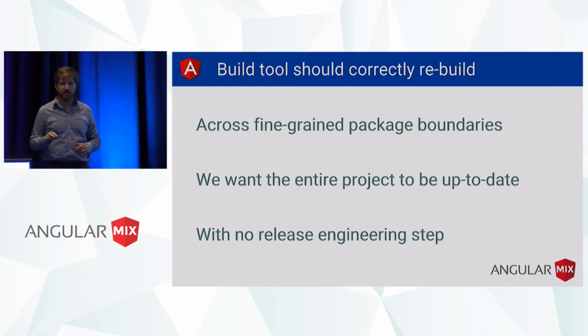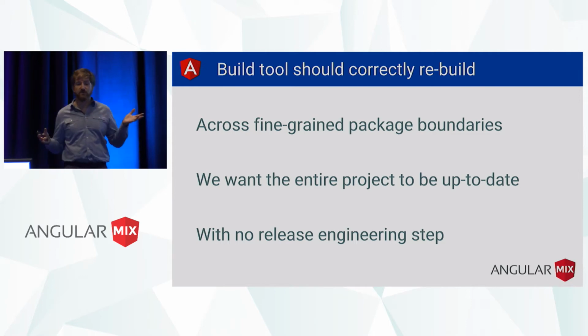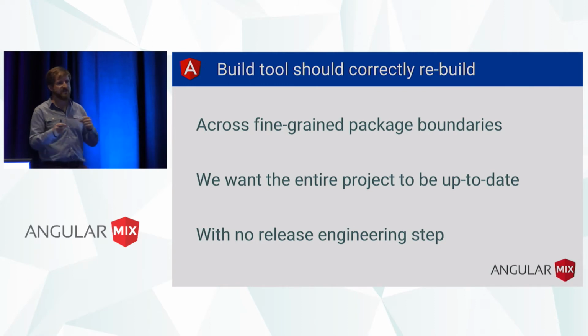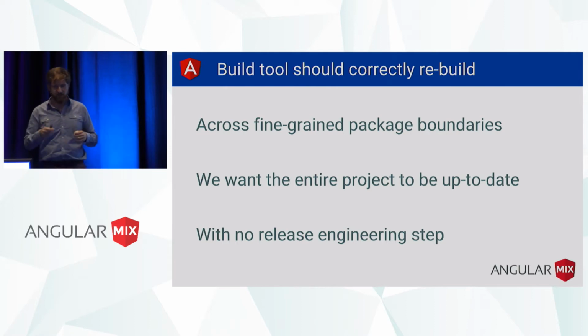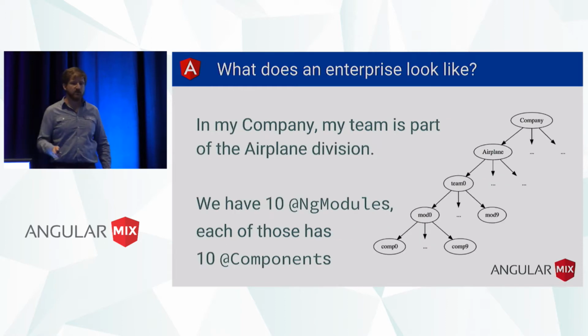most of the workflow tools out there are going to be hard to use when you have hundreds of packages in your project, which is what I'm describing here. So across these fine-grained package boundaries, what we really want is for the build tool to be able to keep our entire project up to date all the time and not have to do some release engineering step in between where we say, oh, I rebuilt package A, let me npm link that or copy that or put it in my repository and then fetch it again so that I can see it show up in package B. So that's what we're looking for.